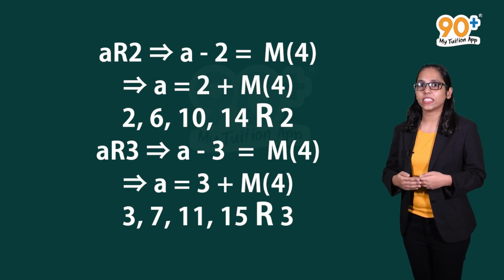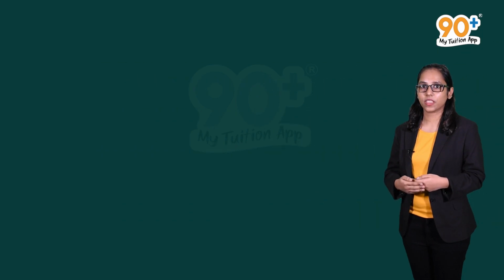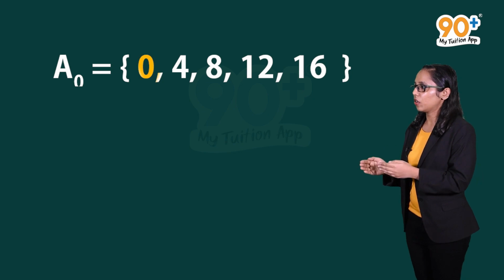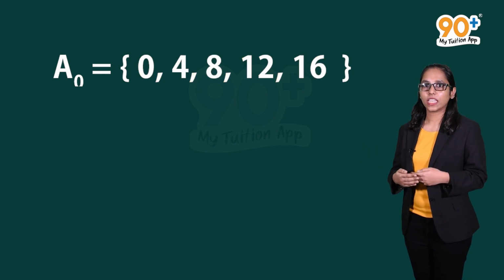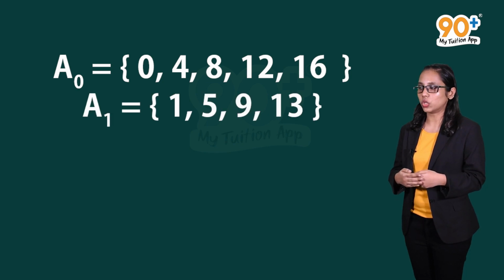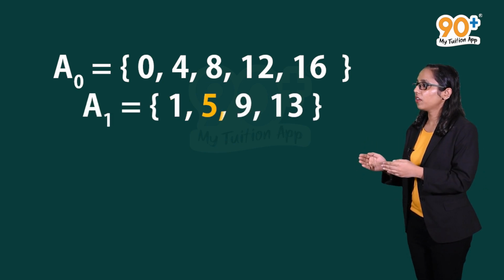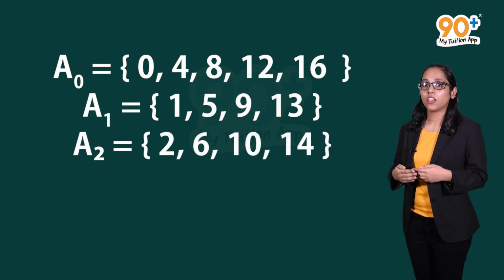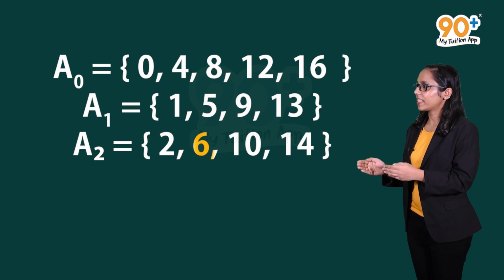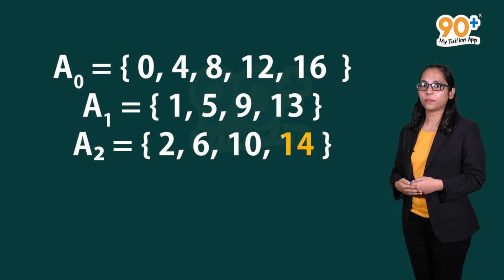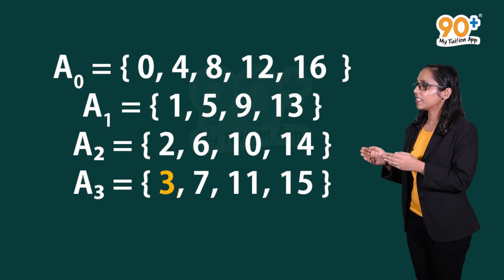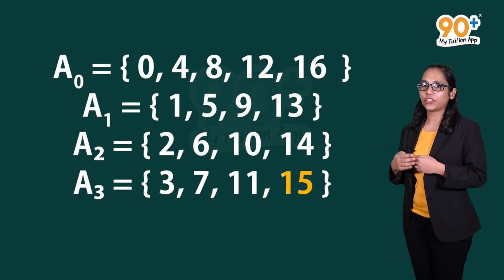Now let's divide these into 4 sets. First one is A0, which is equal to 0, 4, 8, 12 and 16. Then A1, which is equal to 1, 5, 9 and 13. Next is A2, which is equal to 2, 6, 10 and 14. Now A3, that is equal to 3, 7, 11 and 15.